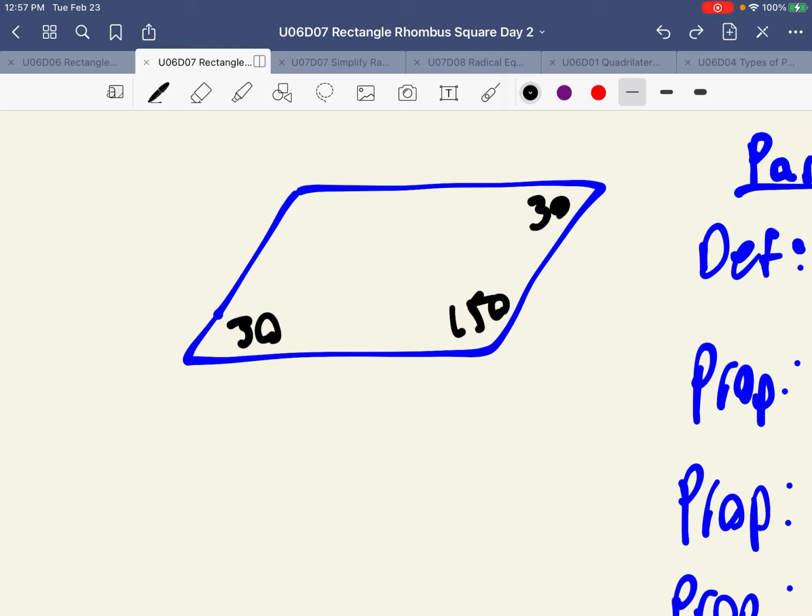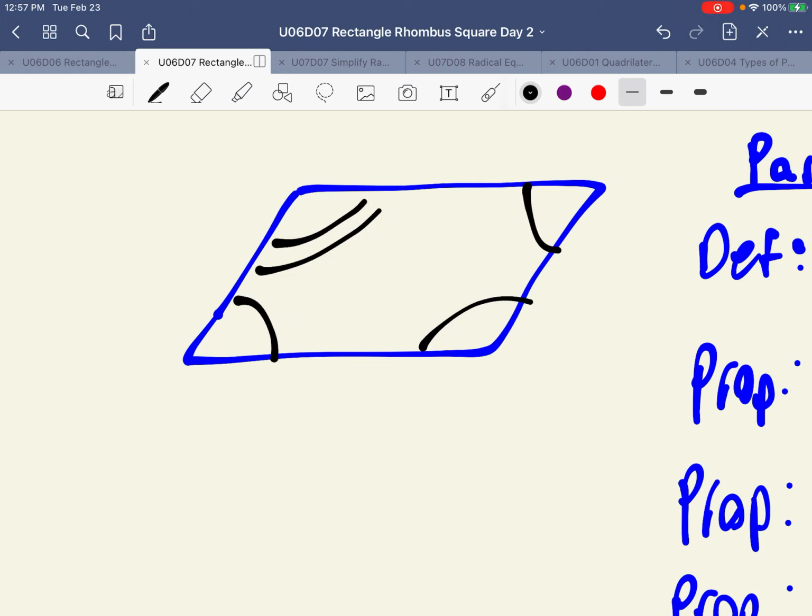Opposite angles are congruent is also true. You would have seen it from the numbers a moment ago, but if this is 30, then this is 30. We don't have to represent that with numbers. If I just told you this were congruent and these were congruent, that's also enough information to determine that this is a parallelogram.